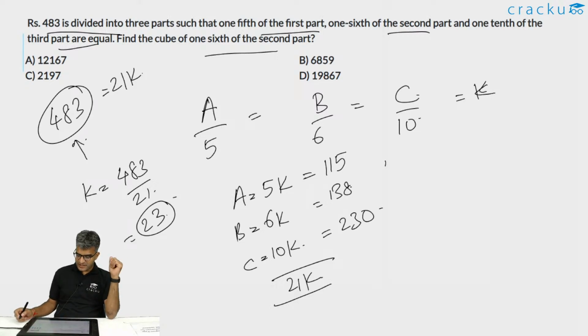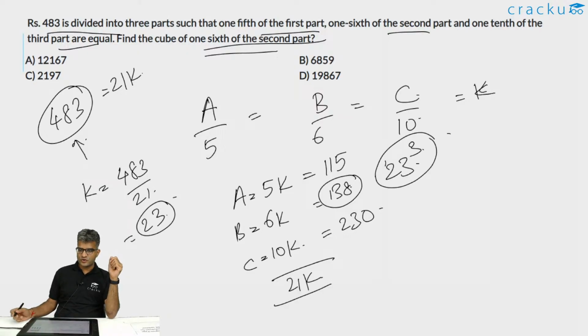What are we required to calculate? We are required to calculate the cube of 1/6 of the second part. This is the second part. 1/6 of it is 23. So what we are required to calculate is 23 cube. What is 23 cube? For this kind of a question, use your calculator. It will be 12,167. Let us look at the next question.